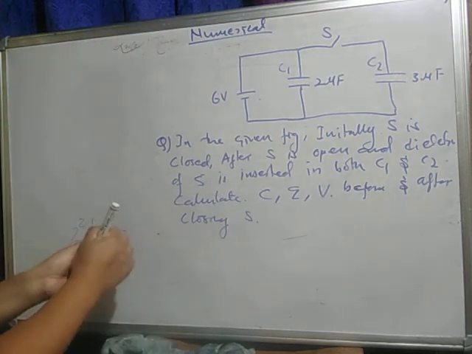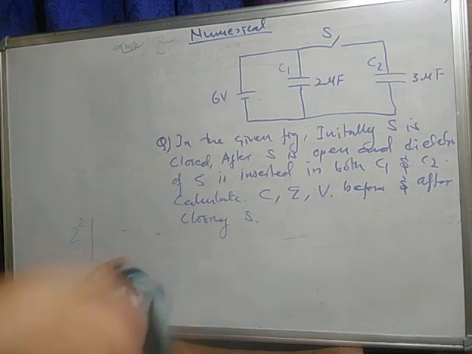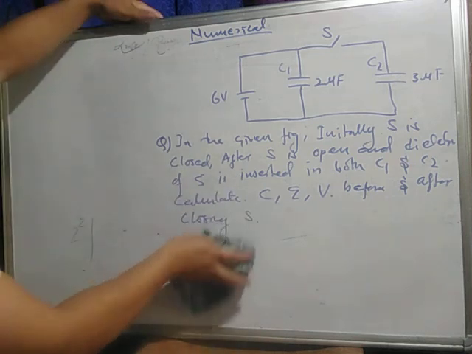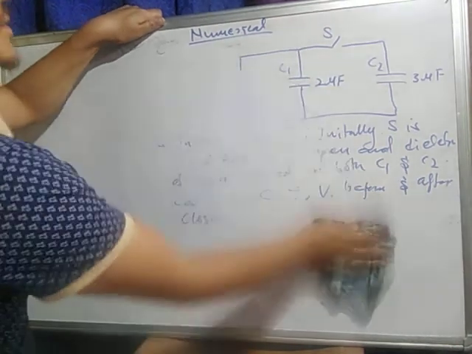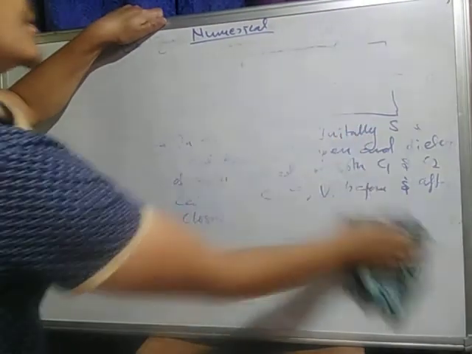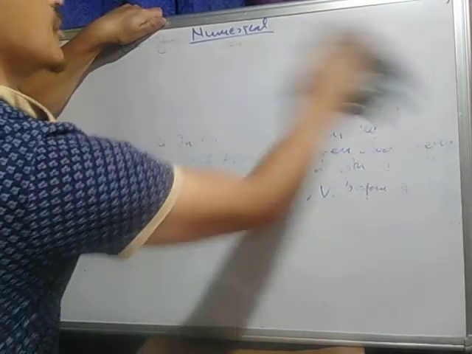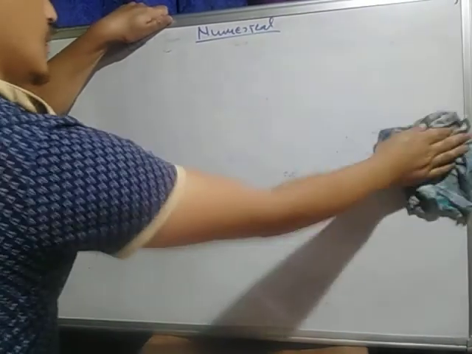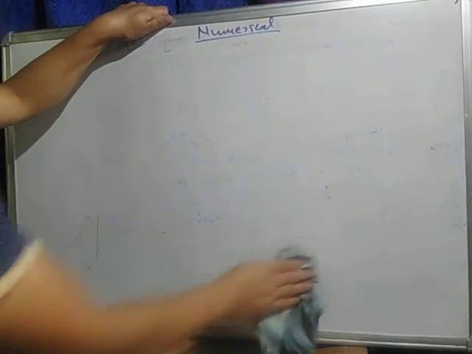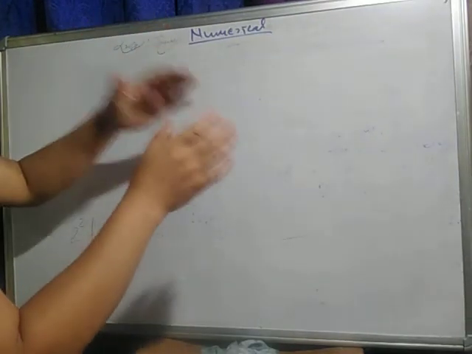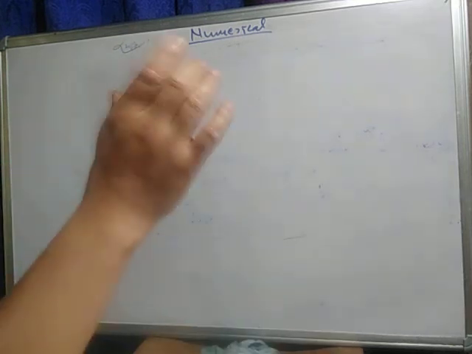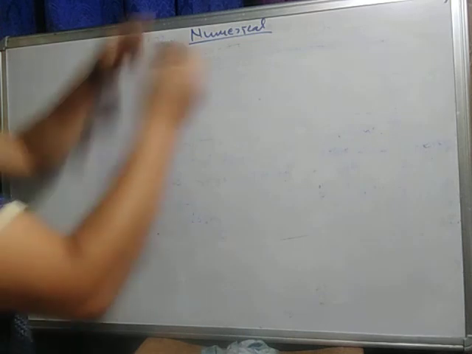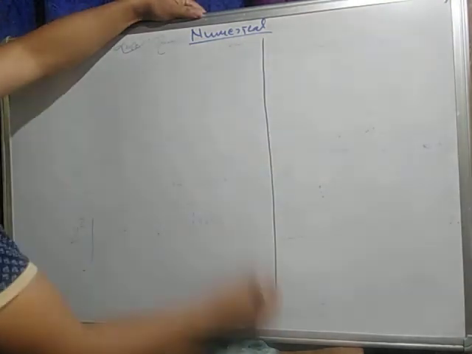So how to solve this one? This type comes for 3 marks. If you have learned this, you can solve many things. So after opening the S switch, the dielectric is inserted, isn't it? So write the first one like this.